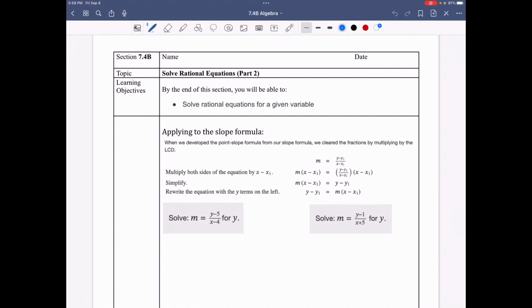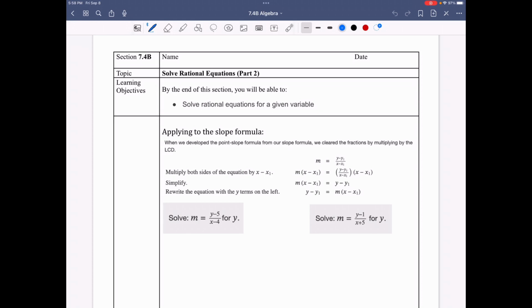Hello, Algebra 1Geo students. We're covering the second half of 7.4 today on solving rational equations. By the end of this section, you will be able to solve rational equations for a given variable.